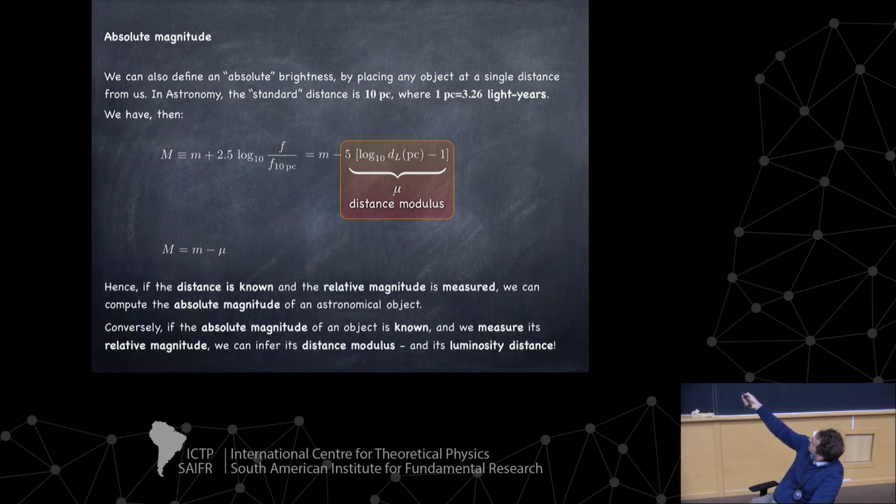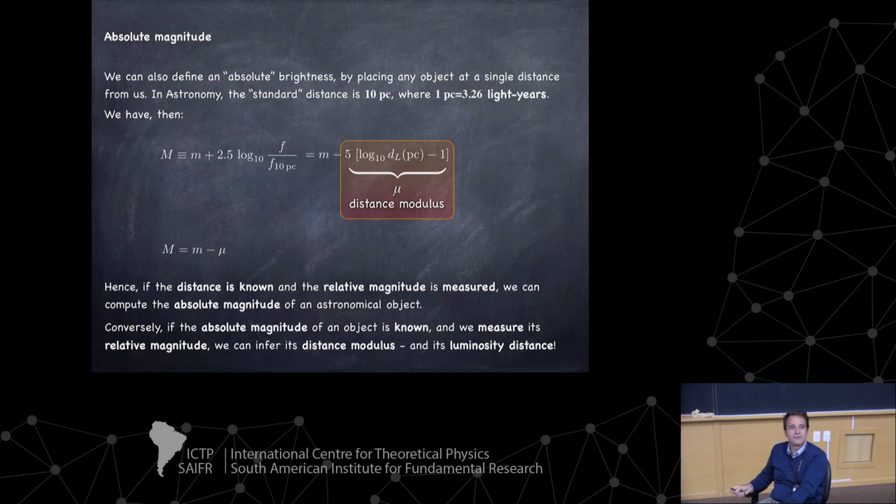So the absolute magnitude here is related to the relative magnitude by something called the distance modulus. If you divide the flux of an object by the flux that the same object would have at a distance of 10 parsecs from us, that means 32.6 light years, then you can write this in terms of the luminosity distance to that object, divided by 10 parsecs. So this is called the distance modulus.